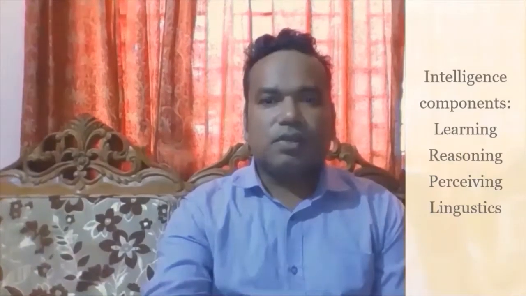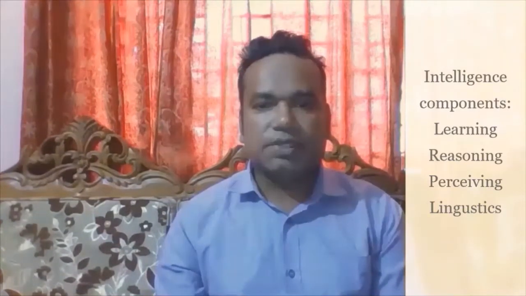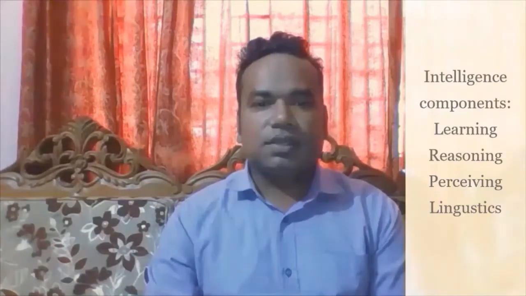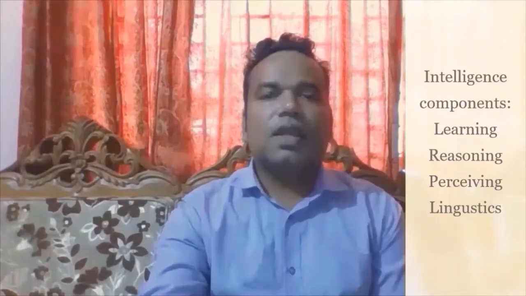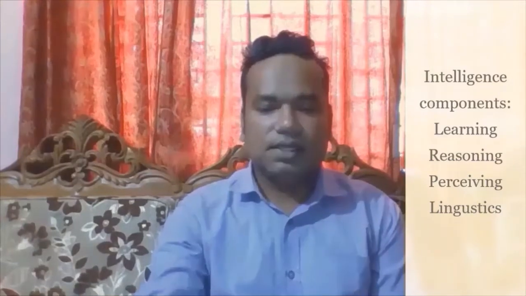So the next component of human intelligence is reasoning. Reasoning provides the basis for judgment, making decisions, and prediction. And the next one is perceiving. Humans perceive by eyes and machines perceive by camera. So it is the process of acquiring, interpreting, selecting, and organizing sensory information. And the next component of human intelligence, which is very important, is called linguistic. It's the ability to use, comprehend, speak, and write verbal and written language.